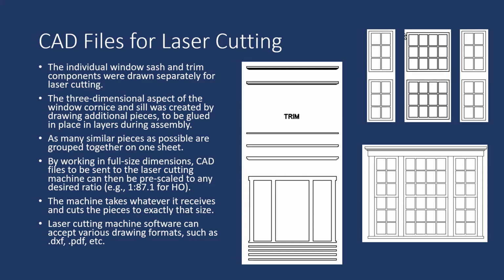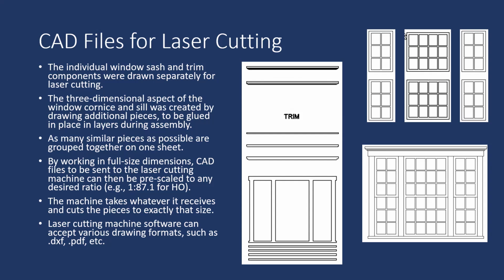Now, the individual window sash and trim components were drawn separately for laser cutting. And you can even create three-dimensional aspects. For instance, the window cornice and sill were created by drawing additional pieces that were glued together in layers during final assembly. As many similar pieces as possible are grouped together on one sheet. And by working in full-size dimensions, CAD files to be sent to the laser cutting machine can then be pre-scaled to any desired ratio, for example, 1:87 for HO.